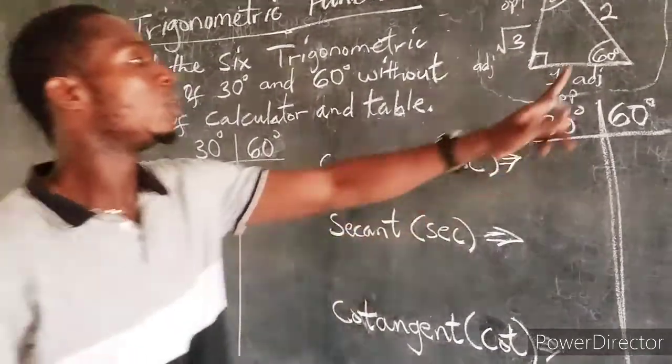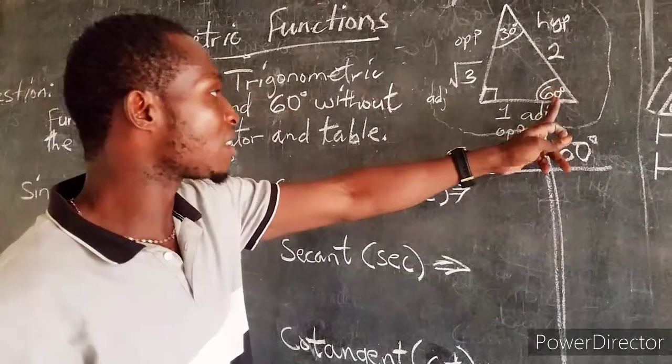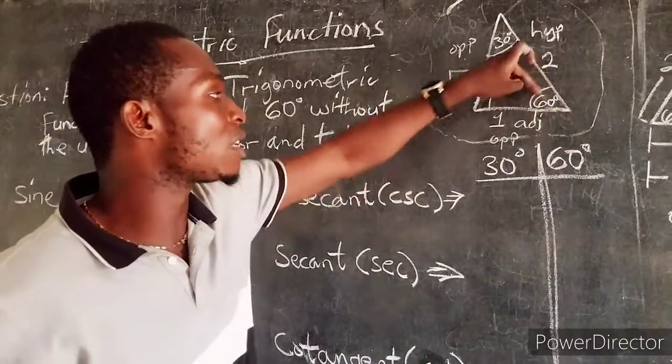Then we come to sine 60 degrees. For sine 60 degrees, the side touching 60 degrees is the adjacent.